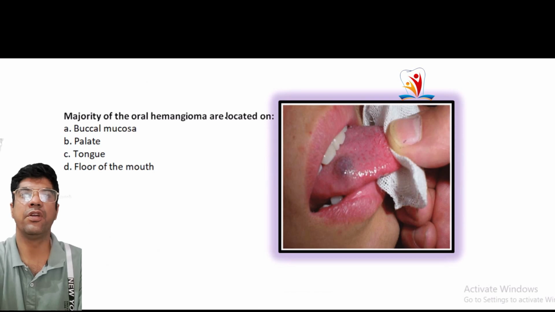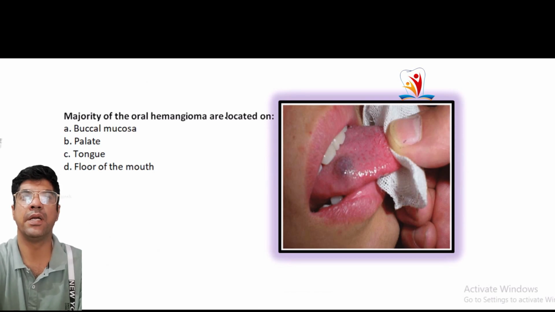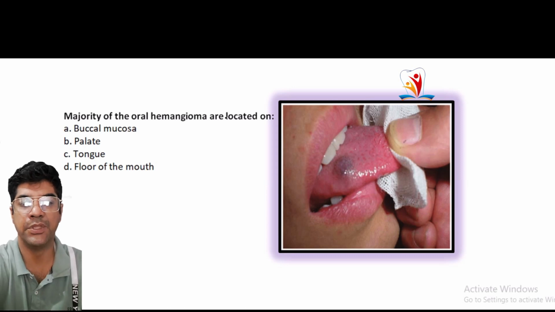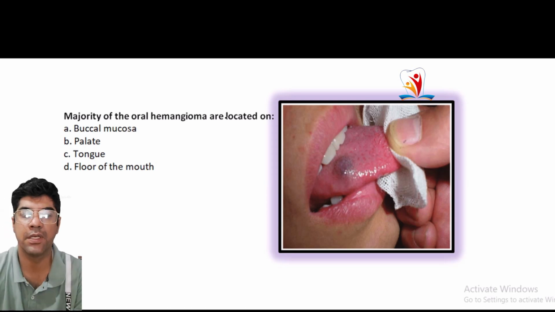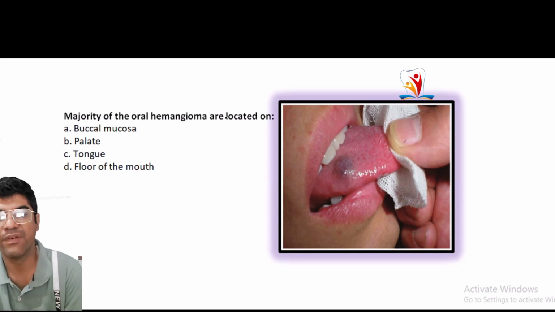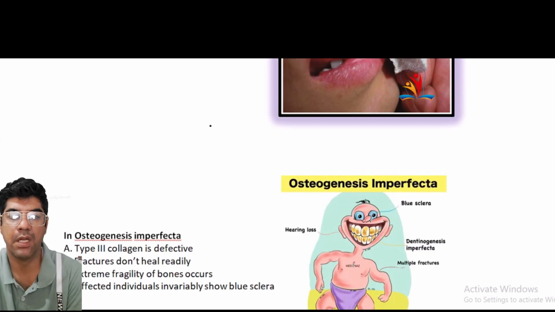Next question, the majority of oral hemangiomas are located on the tongue. So most oral hemangiomas are located on the tongue. Other sites of occurrence are lips, mucosa, etc.